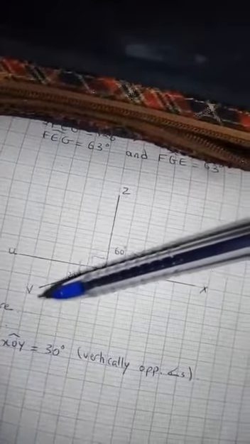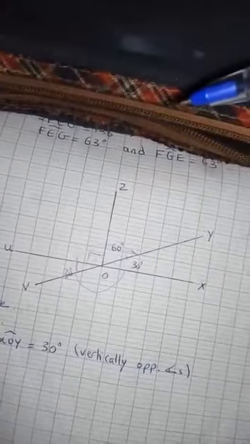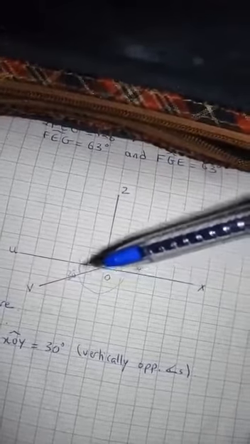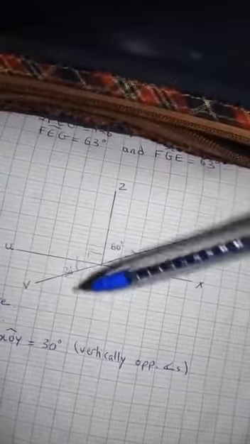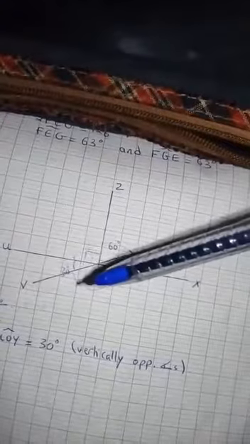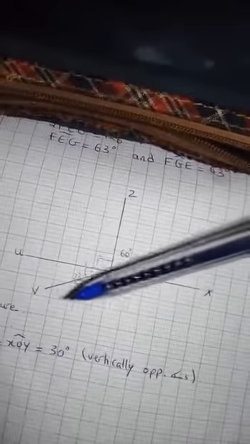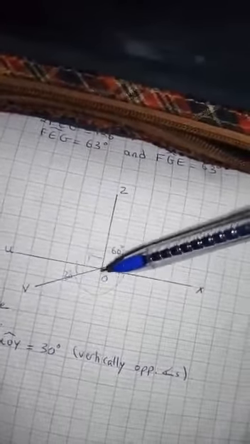And UOV and XOV, so this angle here and this angle here, are adjacent supplementary angles. Since they have the measures of 30 and 150, their sum is 180 degrees, and they are sharing a common side and a common vertex O. Then they are adjacent supplementary angles.